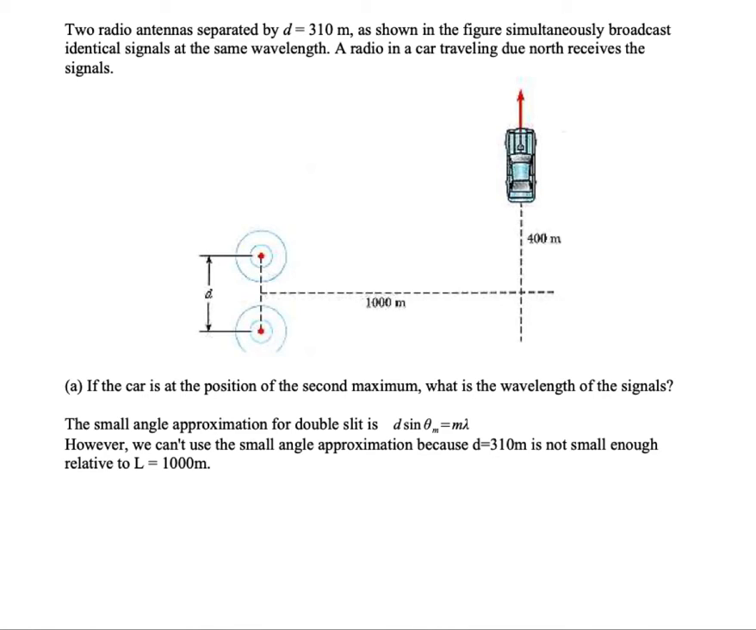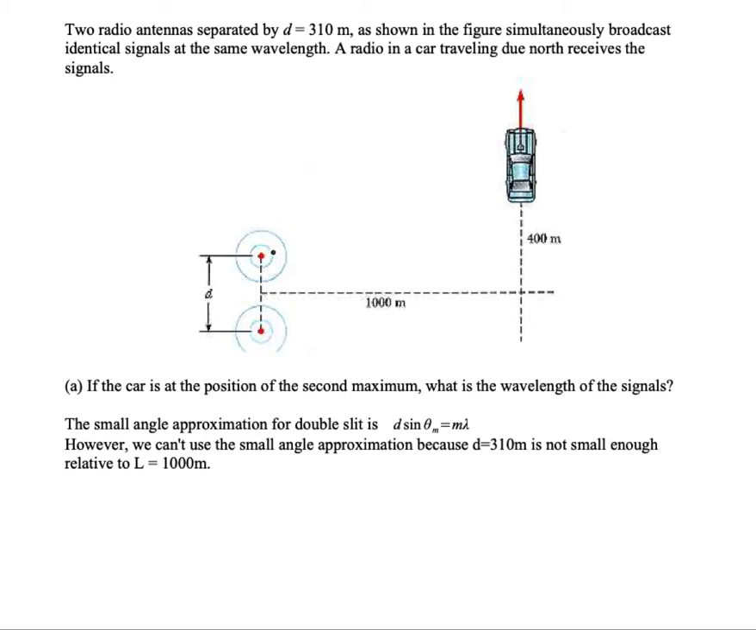Two radio antennas are separated by a distance of 310 meters, as shown. They're going to simultaneously broadcast identical signals at the same wavelength. A radio in a car traveling due north receives these signals. If the car is at the position of the second maximum, what is the wavelength of the signals?